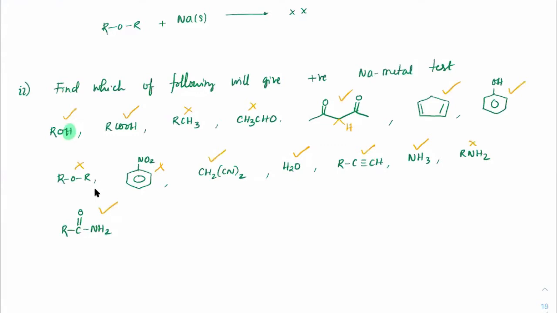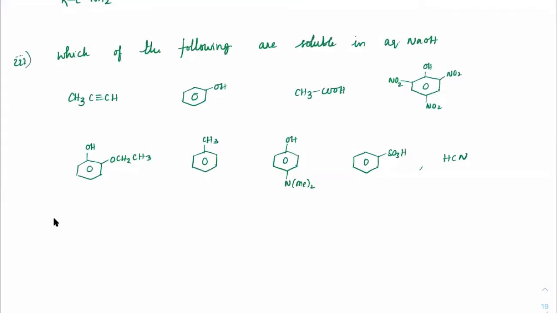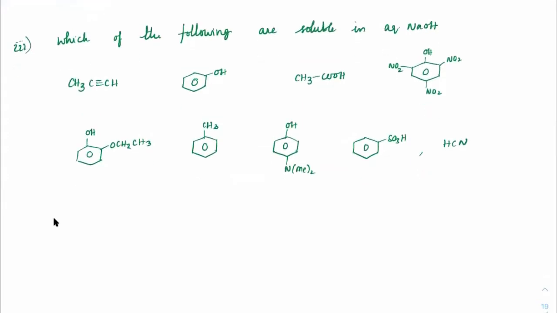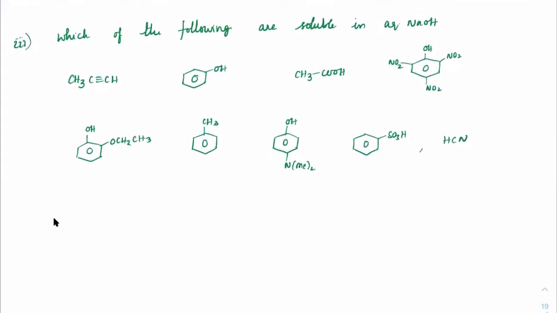Acidic character is decided thermodynamically, right? There are two ways, kinetically or thermodynamically. Here, it is all about thermodynamic cases. We will see their stabilities, okay? Conjugate base stabilities. So out of this, we have to tell which of them are soluble. Now, what we are expecting, I'll tell you. First, listen to this carefully.